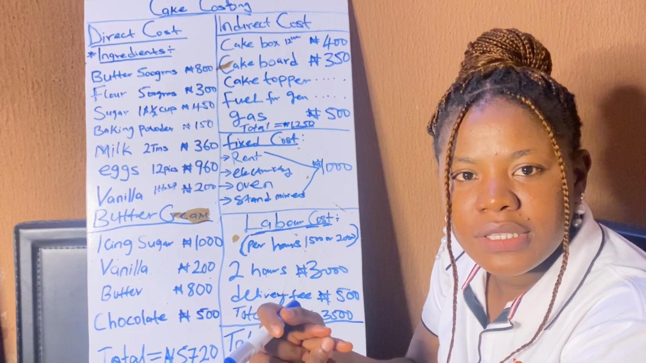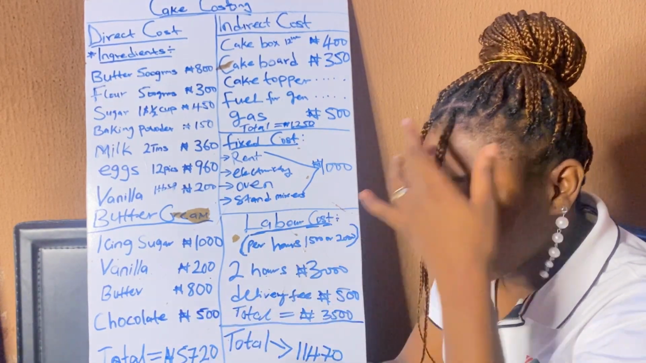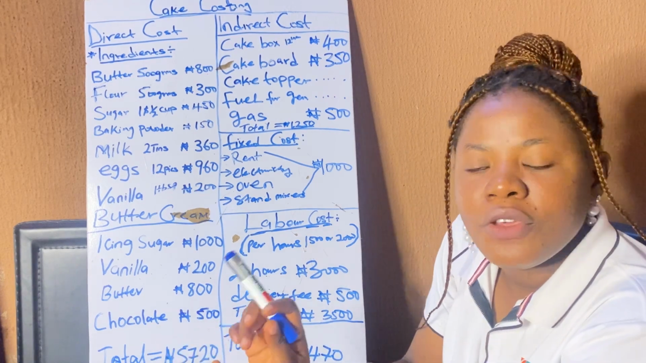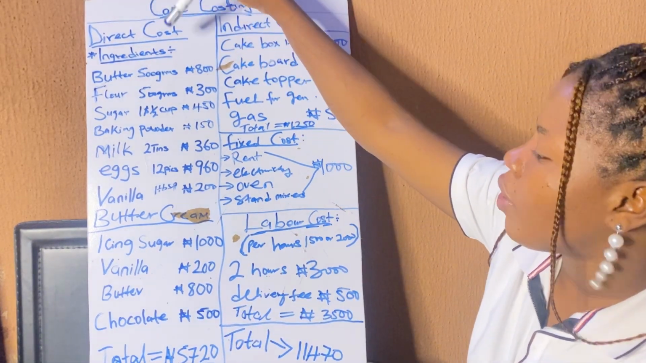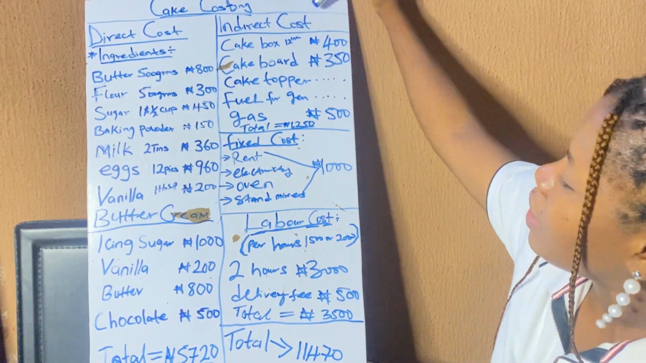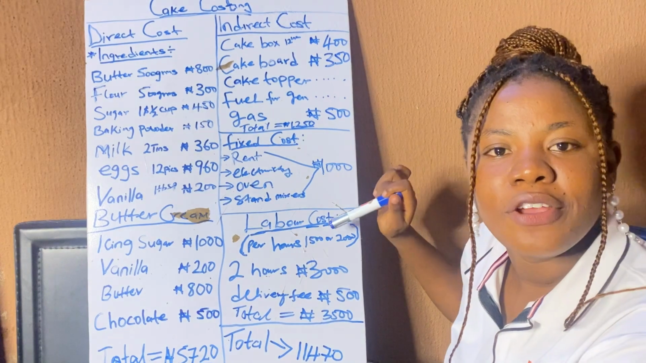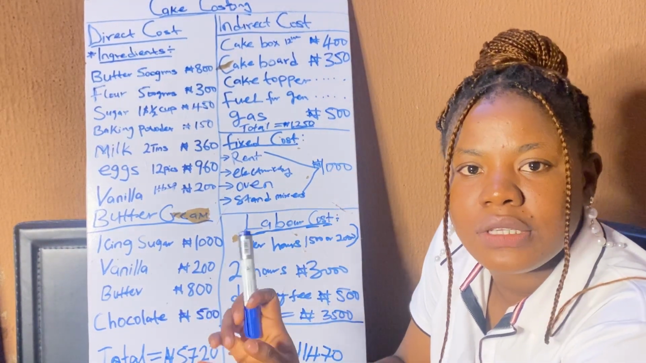Before you start costing your cake, you need to consider so many things. What are the first things you need to consider? You need to look at direct costs, number one, and you go to your indirect costs, number two. You go to your fixed costs and your labor costs. These are the four things you will consider when costing your cake.